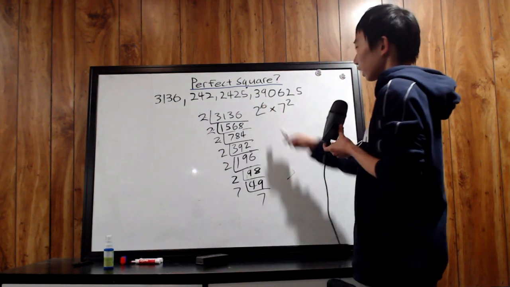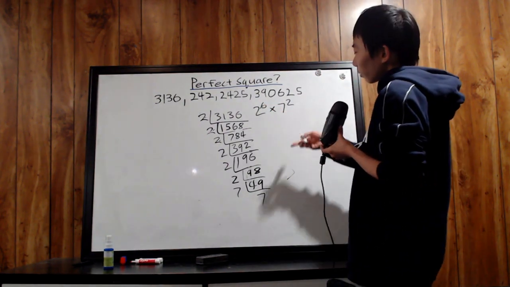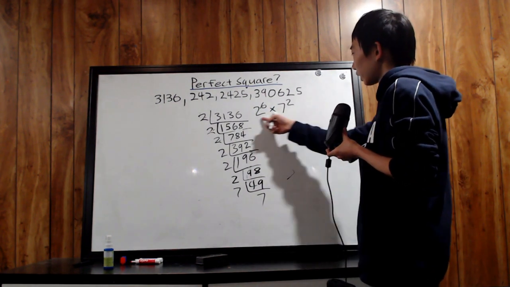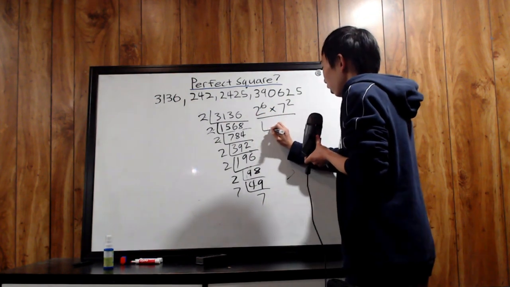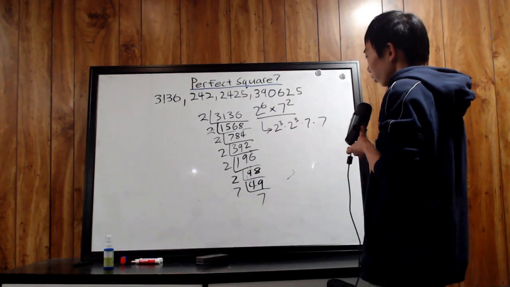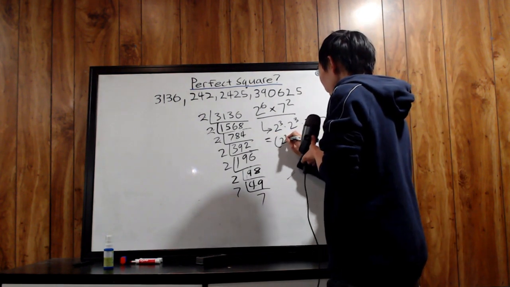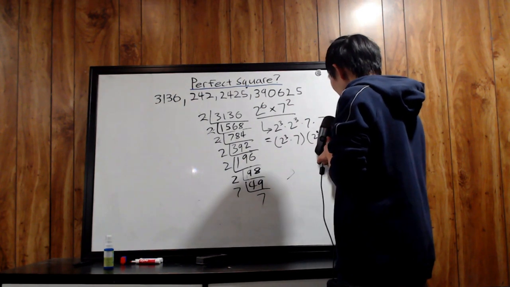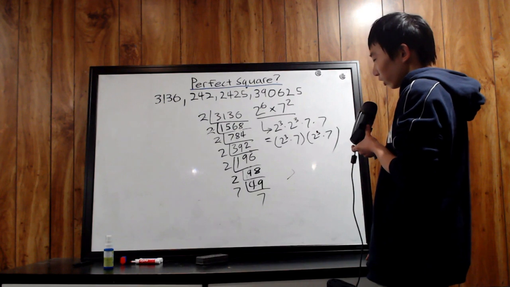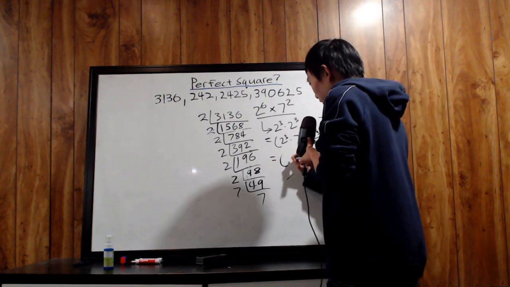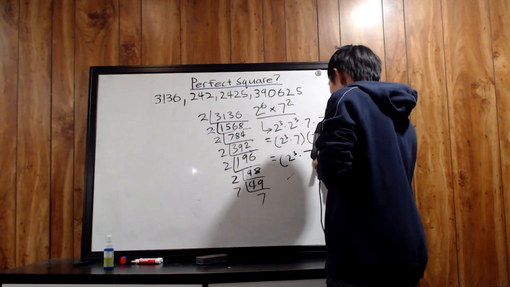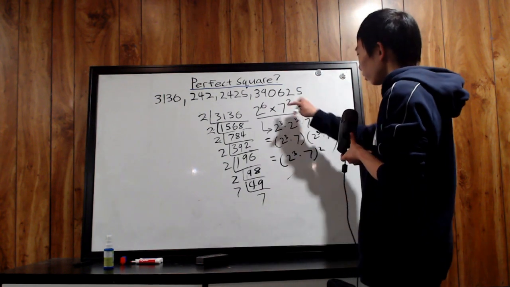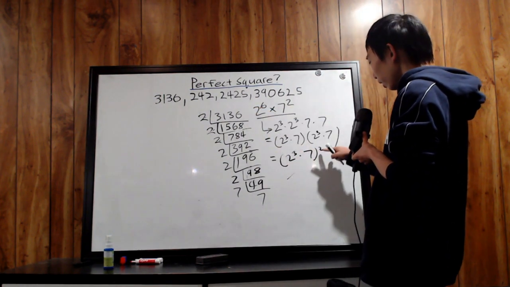Now what's so amazing about the exponents? They're both even, and even numbers can be divided by 2. Is it a perfect square? Yes. Why? Because we can split this prime factorization up and regroup it as 2 to the 3 times 7 times 2 to the 3 times 7. Amazing. So this is just equal to 2 to the 3 times 7, squared, because it is multiplied twice. So we know that 3136 is equal to 2 to the 3 times 7, all squared.